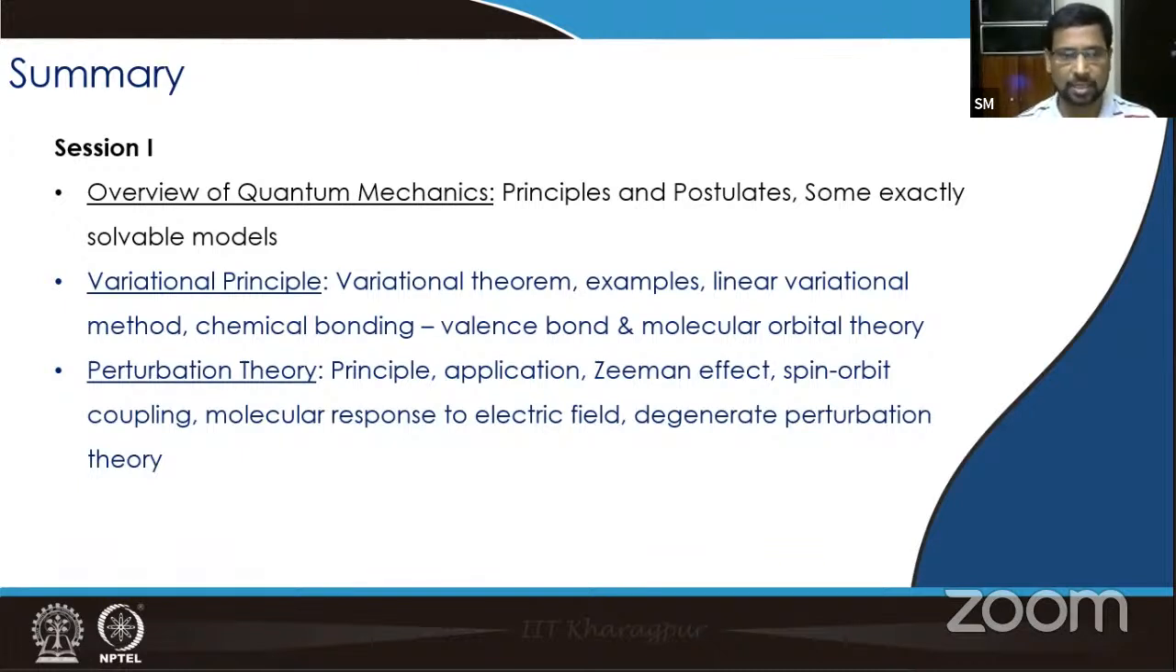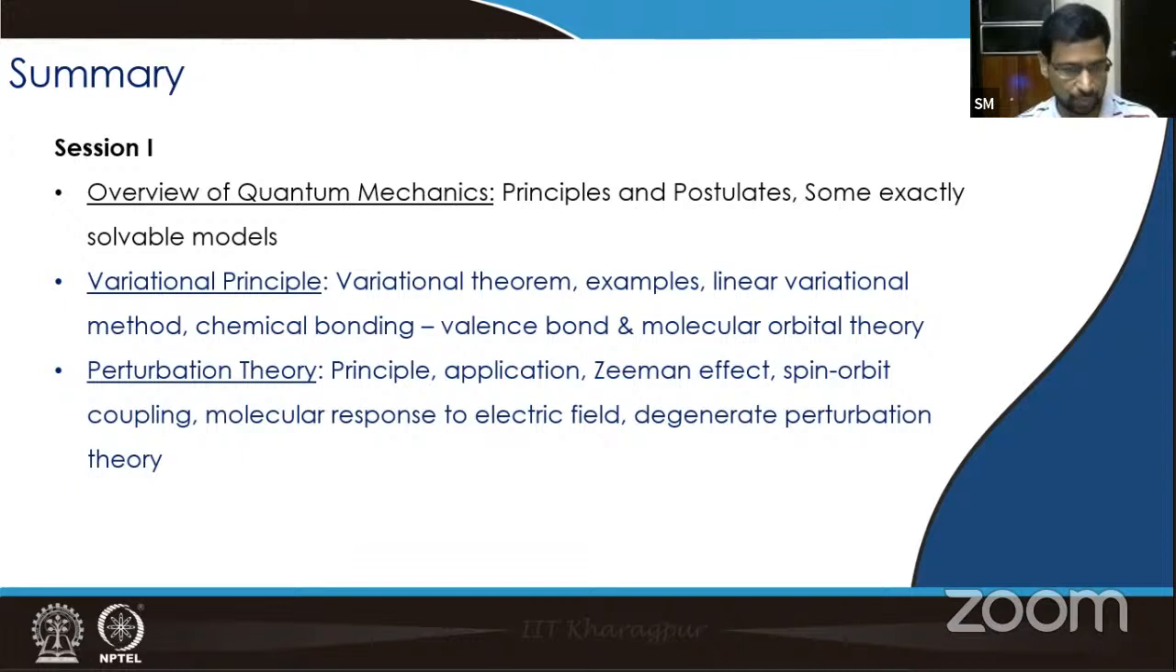The main aspect of this course is looking at the approximate methods. The first approximate method that we discussed was the variational principle, the variational theorem, and its examples. We also took it to the linear variational method. Once we learned about the linear variational method, we could easily take it to chemical bonding, either by valence bond theory or molecular orbital theory. In those parts, you saw how the very helpful, very famous valence bond theory and molecular orbital theory, for example, are mere applications of the linear variational principle.